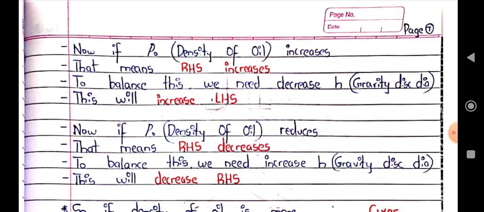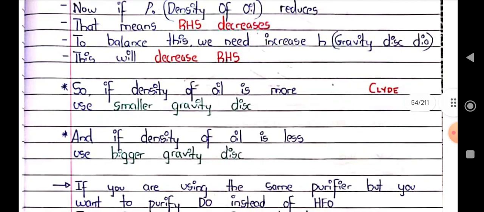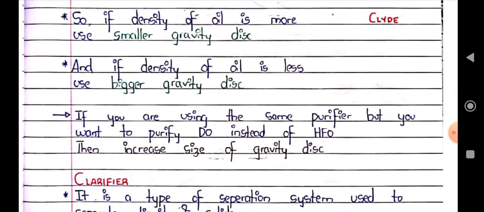If the density of oil reduces, we have to increase the gravity disk diameter. If the density of oil increases, the size of the gravity disk will decrease. If density decreases, the gravity disk size will increase. So if the density of oil is more, we use a smaller gravity disk. If the density of oil is less, we use a bigger gravity disk.